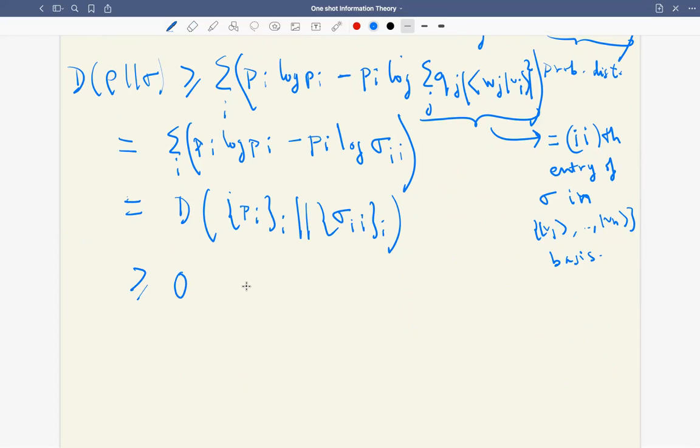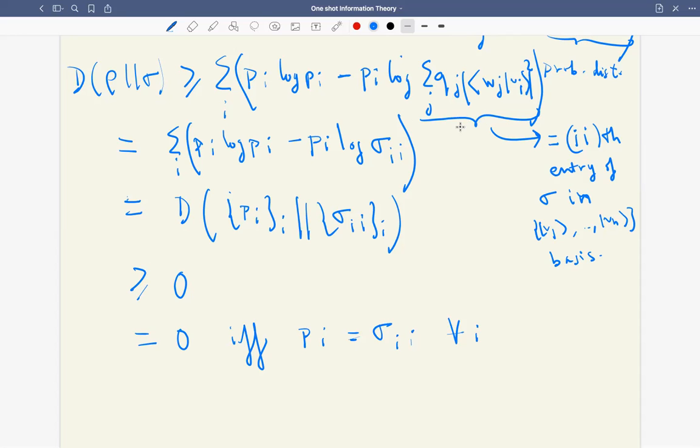And I also get that this is equal to 0 if and only if... let us see what is the condition. Note that there were two inequalities in this entire derivation. There was an inequality here and there was an inequality here. The first inequality we can easily understand when it becomes an equality. One condition I'll get is that p_ii is equal to sigma_ii for all i. The two probability distributions are the same. But that only makes this inequality into equality. What about this one?